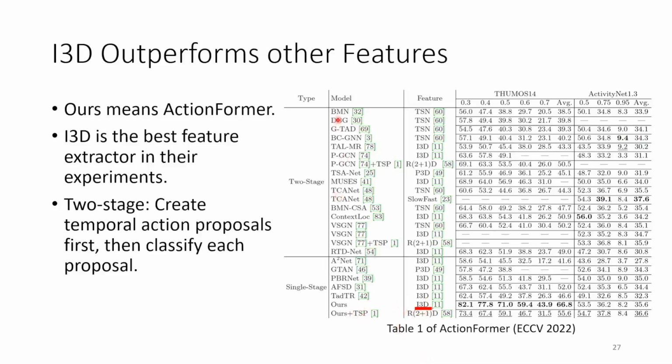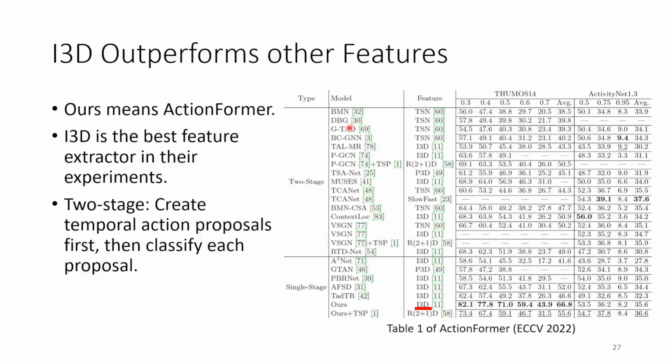So that's the reason why the question was asked: if you can predict both the action start and end time and the action class together, why do you need two stages? Because they are all old papers, old methods.